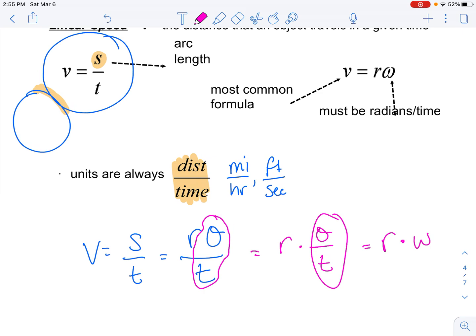Okay, so again, with our omega, we've got to make sure that that angle is in radians per time. So that angular speed has to be in radians per time. And then we're just going to multiply that by our radius. So there are two different formulas. I will tell you that we will most often use this one right here. And in order to use that formula, we have to find the angular speed first. So we're going to sometimes have to do kind of two problems in one in order to find the linear speed. Sometimes you might be told that. Sometimes you might have to find that.